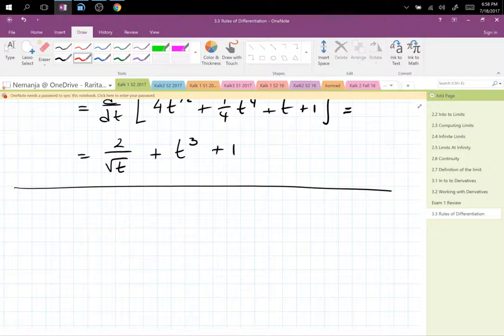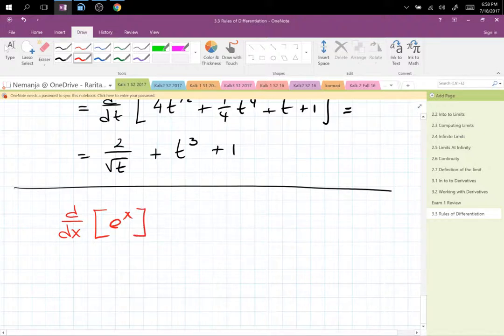The derivative of a constant is 0. E is a number, so the derivative of a constant is 0. So the derivative of e to the x is e to the x. This is the only function that returns itself as a derivative. No other function will do this. It has to be e to the x, not c to the x. It has to be the special base e.